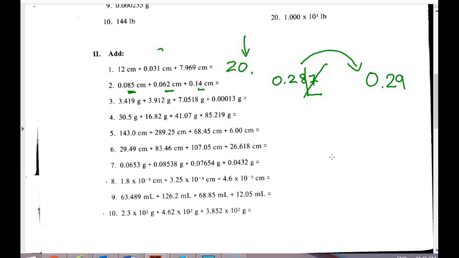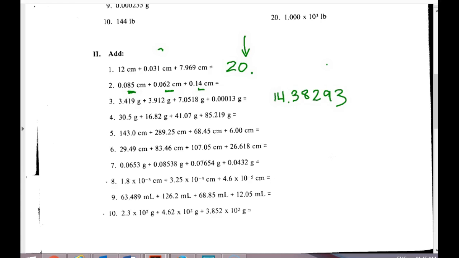In question number 3, you have too many sig figs. The answer that you've reported is 14.38293. If we take a look at the numbers that we started with, you have 3 sig figs here, 3 sig figs here, 4 sig figs here, and 2 sig figs there. That means that after the decimal place, you only get 2 significant figures. You don't get to use those.